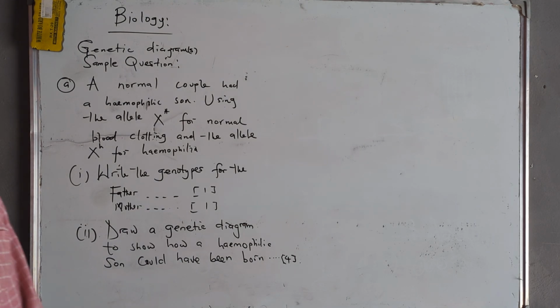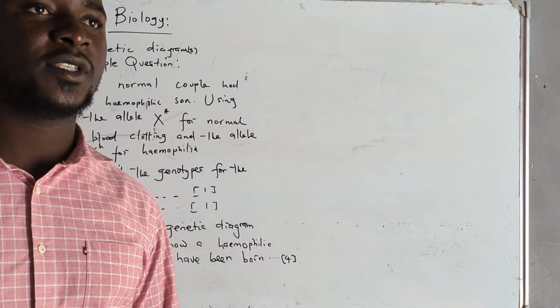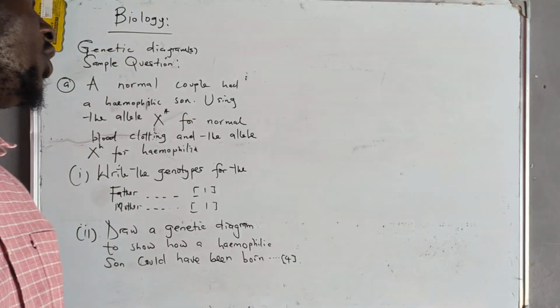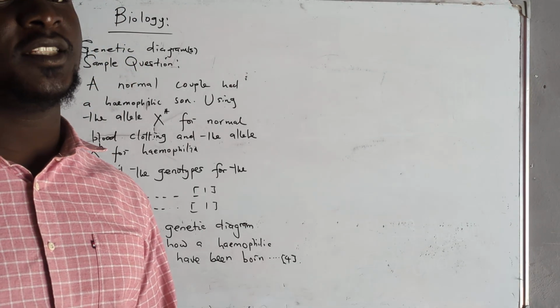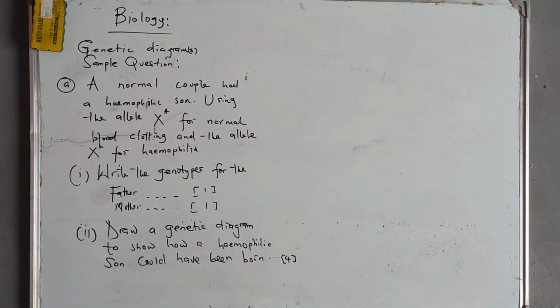Right. So using this question, we are going to be able to carry out the basic steps that you are supposed to follow when drawing a genetic diagram. Alright, so with me is this question, and it reads: a normal couple had a hemophilic son. Okay, so this is hemophilia.